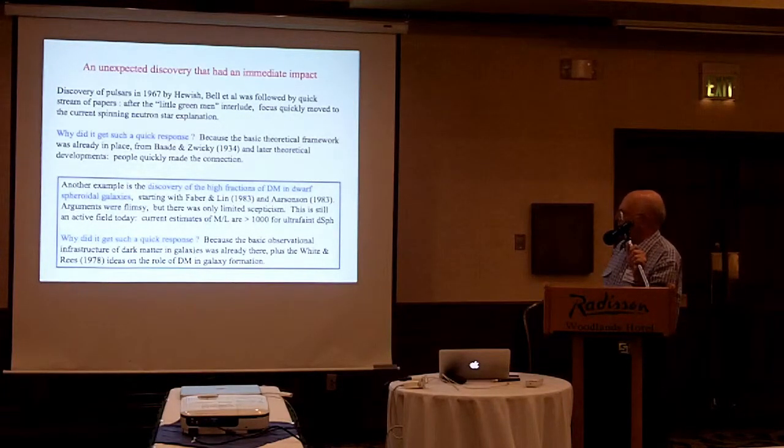Another example is the discovery of the high fraction of dark matter in dwarf spheroidal galaxies. Now this started in 1983 with two papers and quite different arguments. This one was to do with the tidal structure of these galaxies. This one was to do with the velocity dispersion based on 3 stars. In both cases, the arguments were really flimsy, but there was only limited skepticism. Now this dark matter in dwarf spheroidals is still a very active field today. Current estimates of mass to light ratios are over 1,000 for some of the faintest of these dwarf spheroidal galaxies.